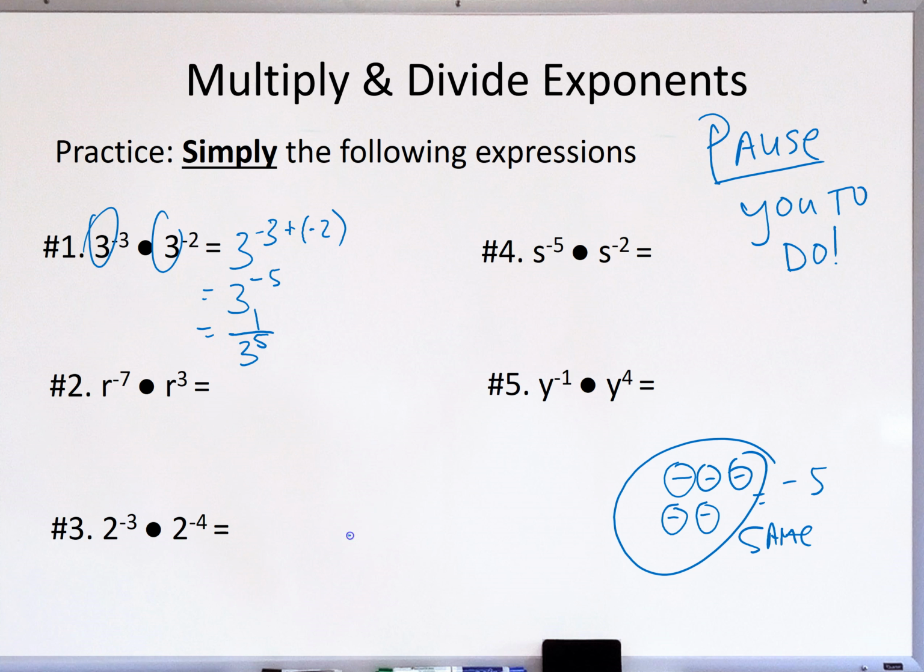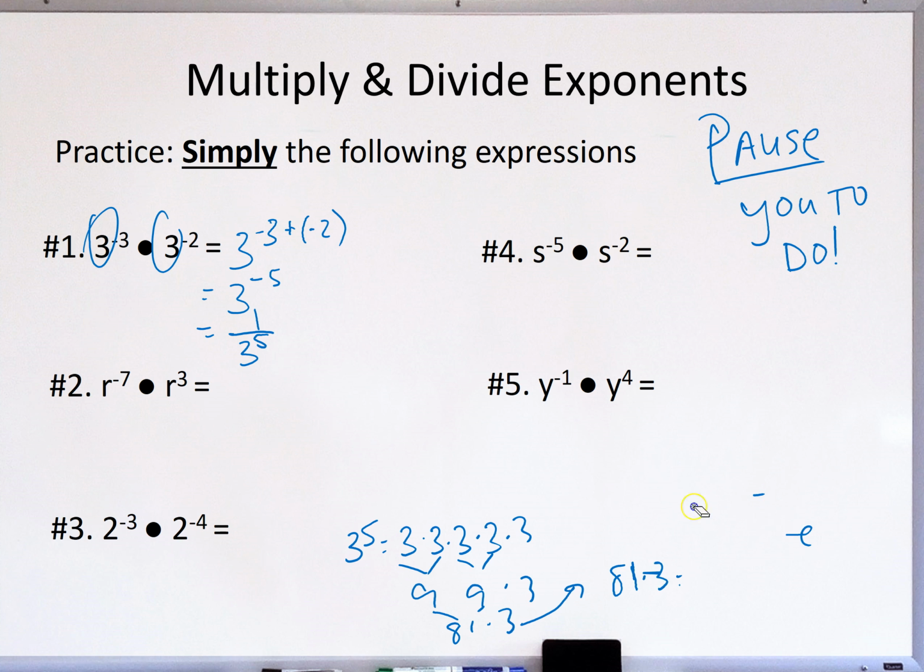We'll come over here. So 3 to the 5th power is 3 times 3 times 3 times 3 times 3. So we'll say that's 9. That's 9 times 3. So we get 27 times 3, which is 81 times 3. Go ahead and erase this. 81 times 3 is 243, I believe. So that gives us 1 divided by 243.